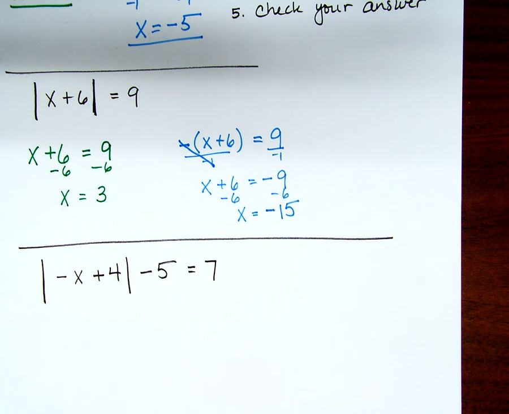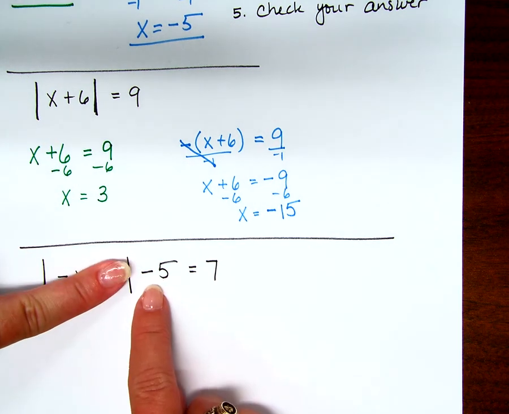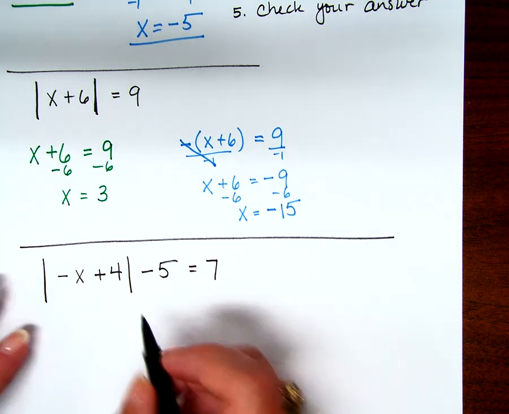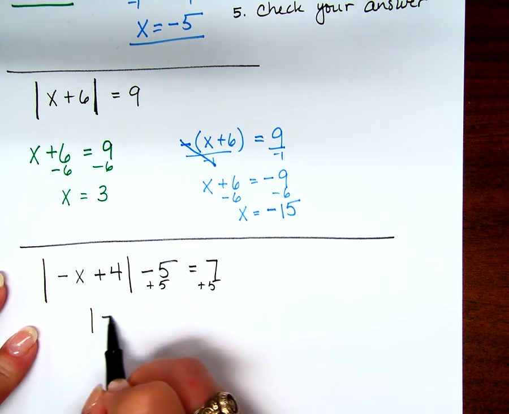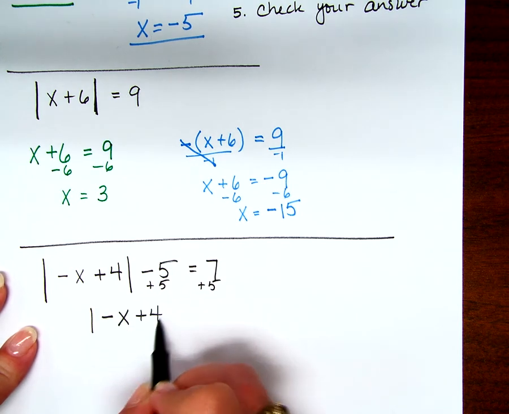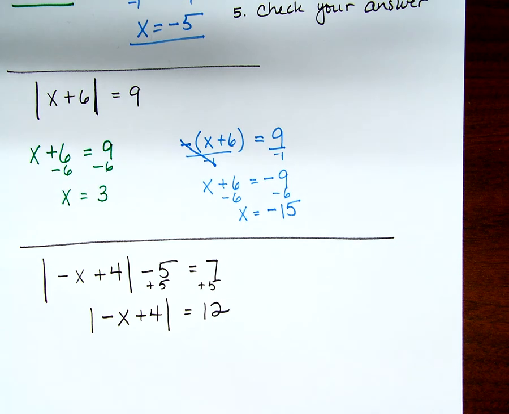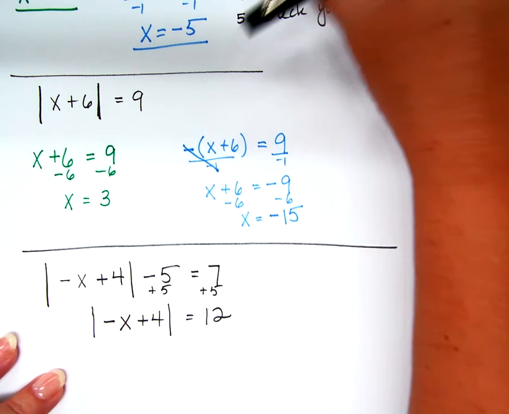Are we all good? Step 2. Is the absolute value isolated? Because if I cover up the absolute value, there's still something on this side of the equal sign, isn't there? So I have to get rid of that first. How do I get rid of it? Oh, perfect. Add 5 to both sides. Now I have the absolute value of negative x plus 4 equals 12. Is the absolute value isolated now? Yes. Next step?